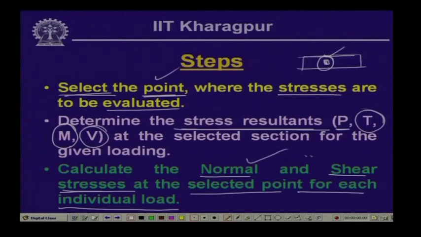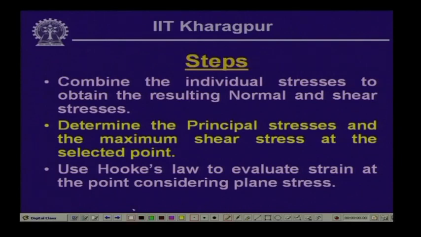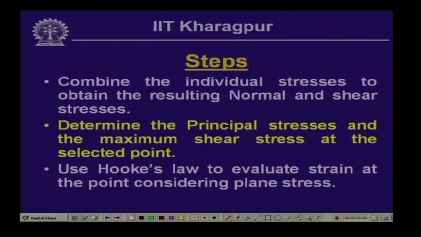Once we get the normal and shear stresses for each individual load, we combine them suitably according to their signs, depending on whether the normal stress is compressive or tensile, and the shearing stresses. We algebraically sum them up and arrive at the resulting normal and shear stress at the point we have selected. So, combine the individual stresses to obtain the resulting normal and shear stresses. Thereby we arrive at three quantities: sigma x, sigma y and tau x y. Sigma x and sigma y are the normal stresses and tau x y is the shear stress, corresponding to the plane state of stress.